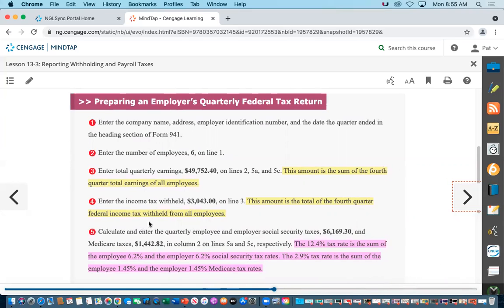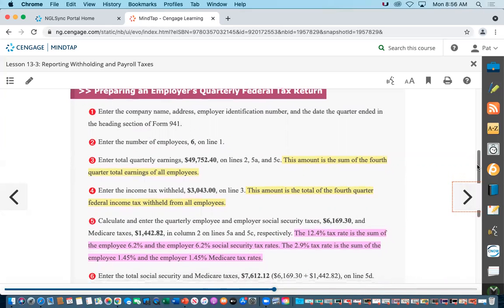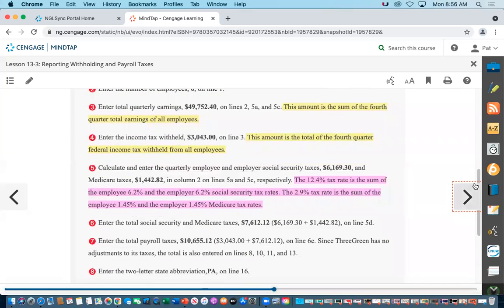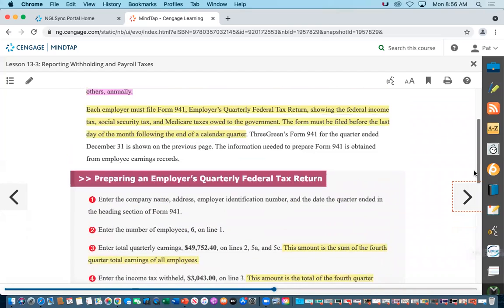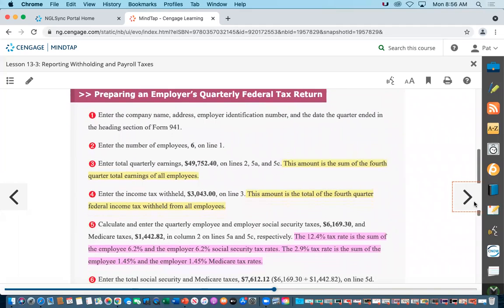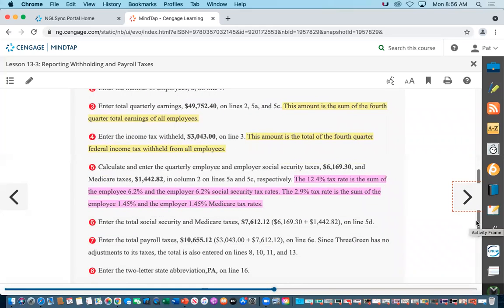The total amount of the fourth quarter federal income tax withheld. They will give us these numbers, and we'll have to do some adding and subtracting. This part's what I talked about just before. That 12.4% tax rate is the sum of the employee and the employer matching it. Just like the 2.9 is the 1.45 of the employee and employer matching it. Then it tells you, and again, I'm not really going step by step through this because we need like 2 screens. We need this screen to show you step 1, step 2, step 3, and then the other screen to do it. But we're just going to do it all together and work together.